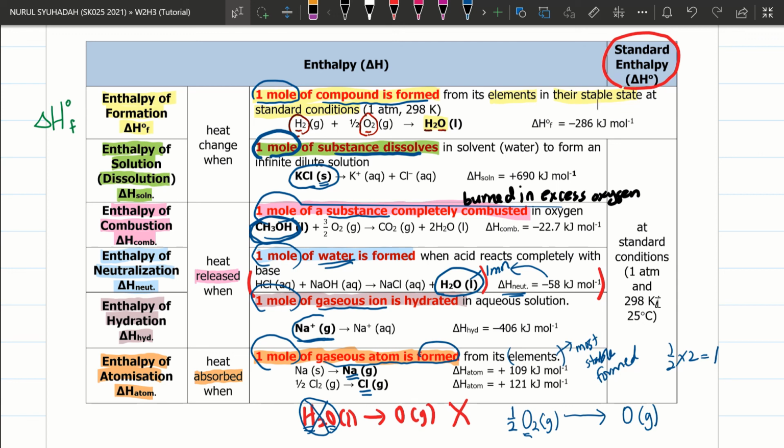The other difference is the symbol. If you want to write the standard enthalpy of atomization, it will be delta H naught atom. I hope you are clear about this, and please make sure, it is compulsory, that you memorize all these 6 enthalpies by heart, each word, because this is very important later for 2.3 and also 2.4.